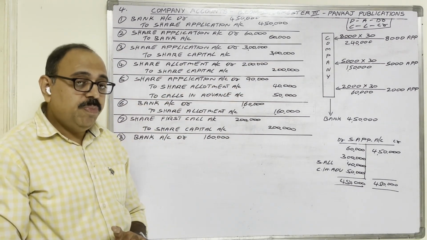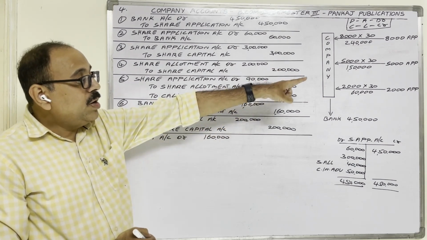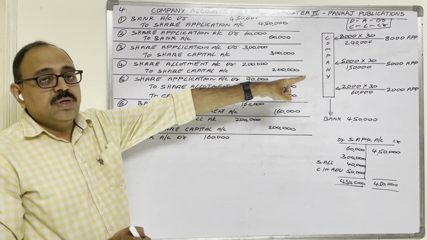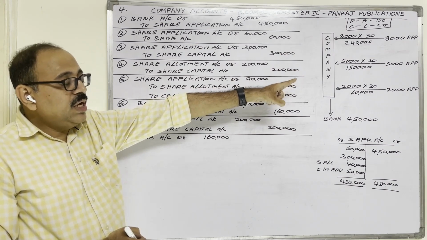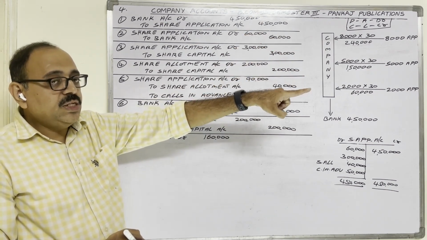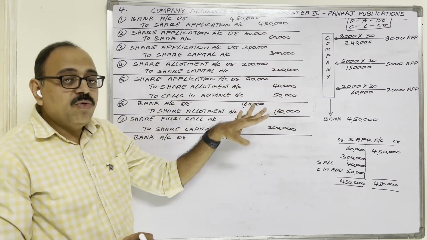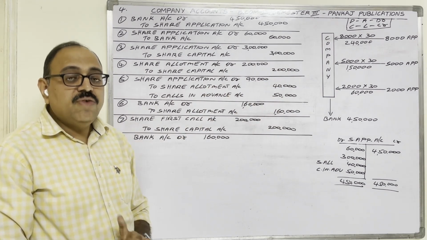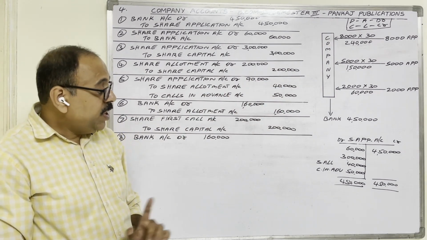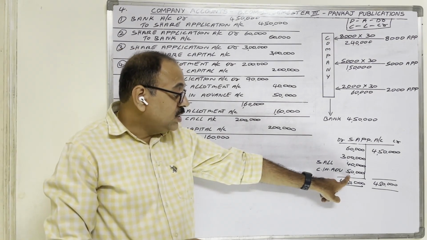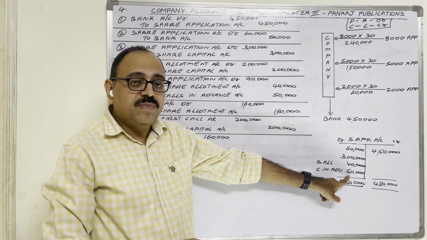Next come to second category applicants. How much they should pay? Company allotted 2,000 shares to them. So on 2,000 shares at the rate of 20 rupees each, 40,000 they have to pay towards first call. That 40,000 company can adjust from this calls in advance amount now, 50,000.